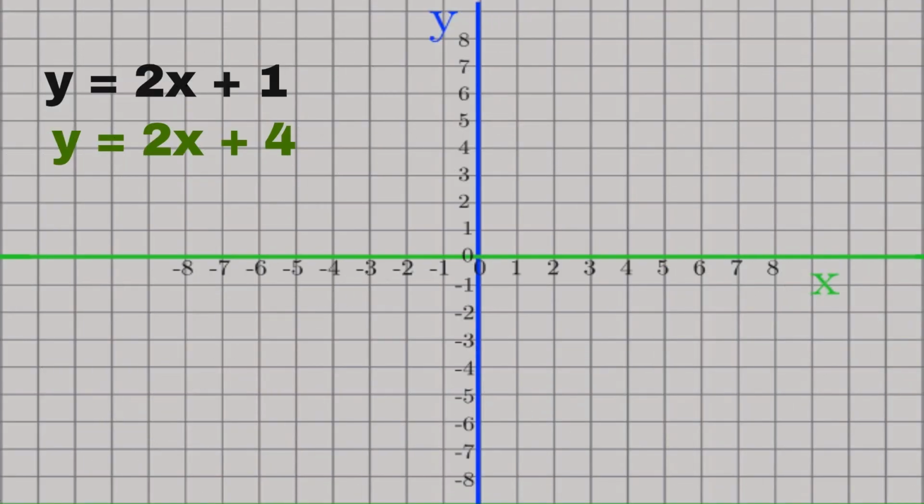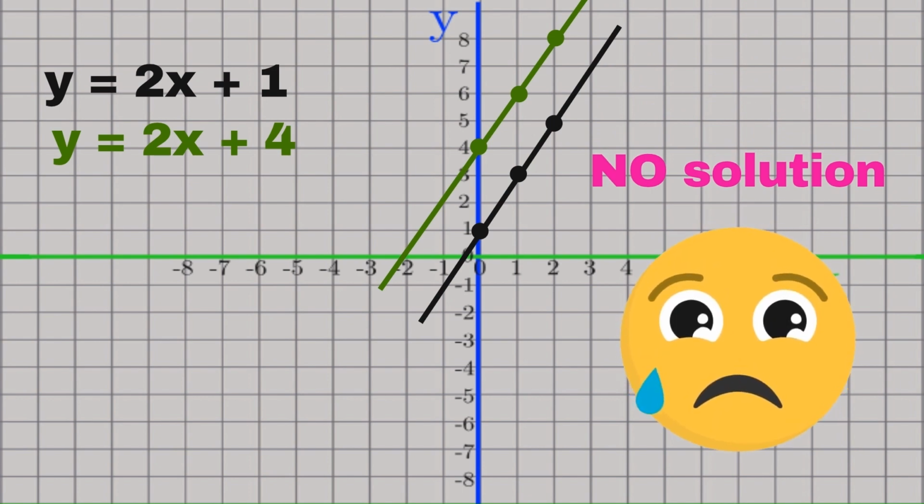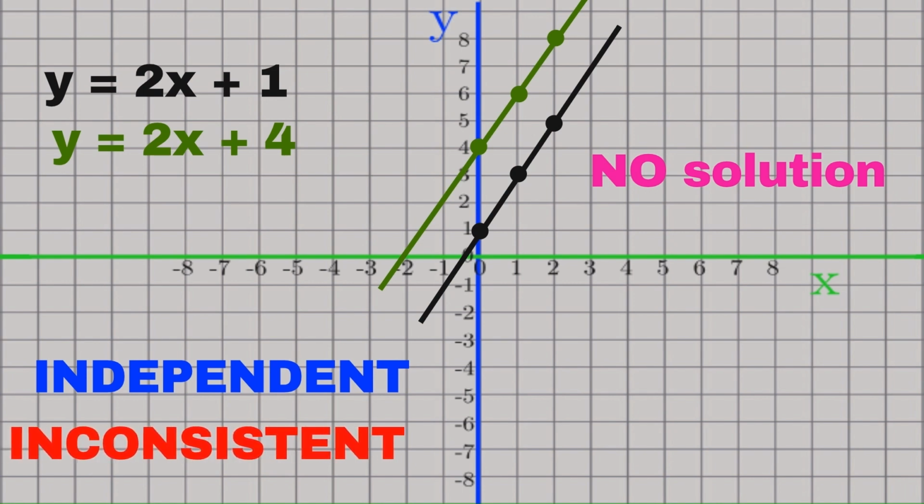Here is another example. Let's plot these two graphs and see what we get. Do you notice these lines do not intersect or cross over? Because they will never cross over, we will never get a solution. The lines are different, so they are still independent. But because they do not give us a solution, we call them inconsistent.